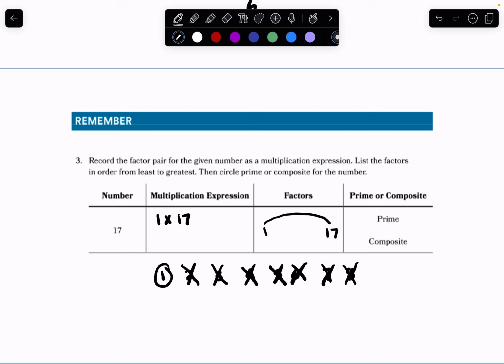And then numbers that only have 1 and themselves as factors have a special name, and that special name is prime. Prime means that a number can only be multiplied by 1 and itself. The only numbers you can multiply together to get that number are 1 and 17. So this is a prime number.